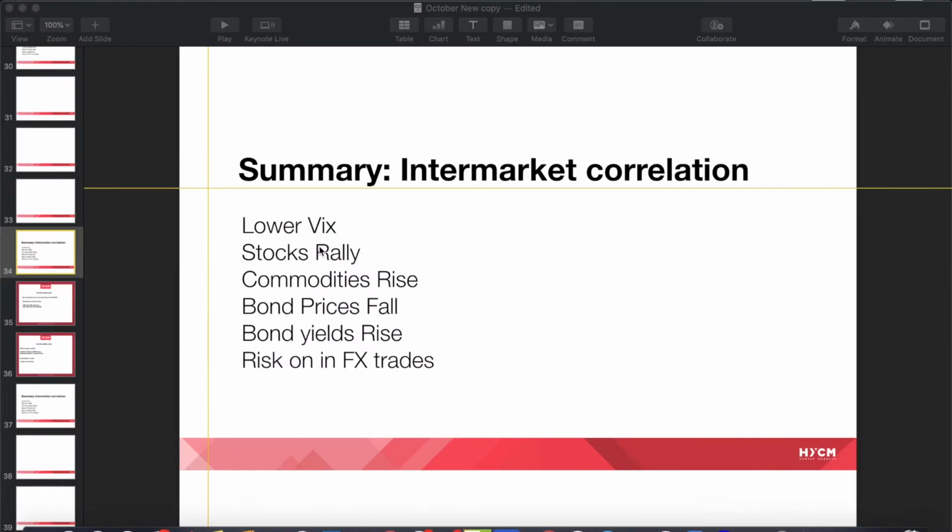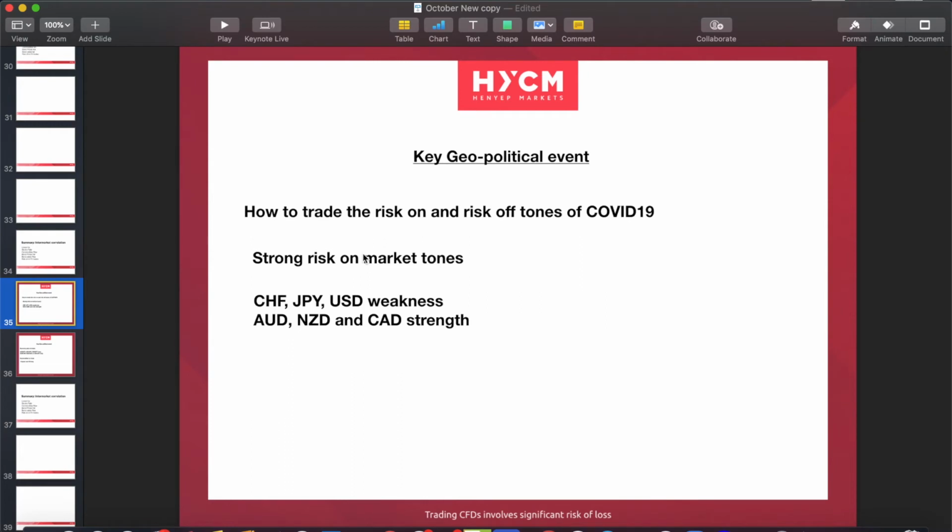Now, once you've recognized the market is in a risk-on mood, you also want to understand which currency pairs that means I would like to trade. Well, the currency pairs that tend to move on a strong risk-on market tone are these. You tend to see Swiss franc and Japanese yen weakness. At the moment, due to COVID-19, the US dollar is also acting as a safe haven currency. So that's not always the case, but it is at the moment at the time of publishing this video. So for sure, generally speaking, the Swiss franc and the Japanese yen will weaken on a risk-on market.